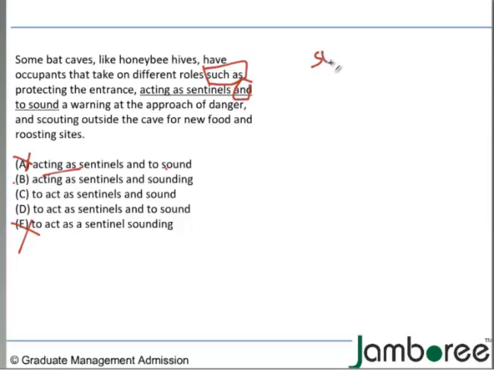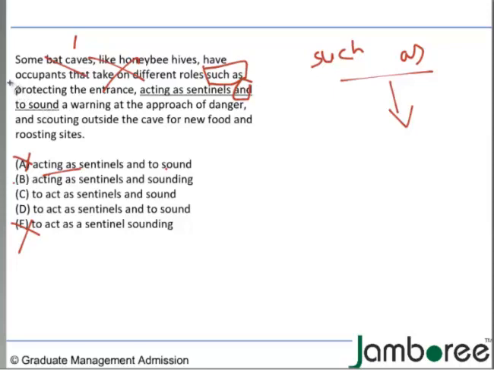Such as is used to give examples. Right above all of this is the word such as. When you spot the word such as, you don't have to read all this stuff. You just read starting from such as.